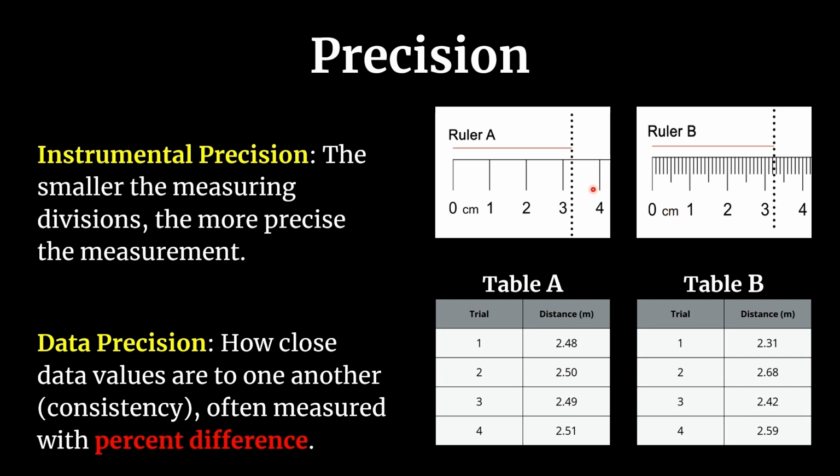Now, data precision, on the other hand, refers to how close data values are to one another, or, in other words, consistency. Really, it just means how true the data is to itself. Data precision is measured with something called percent difference, which we will cover later in this lesson. These two tables on the right, Table A and Table B, will be relevant in the next slide.